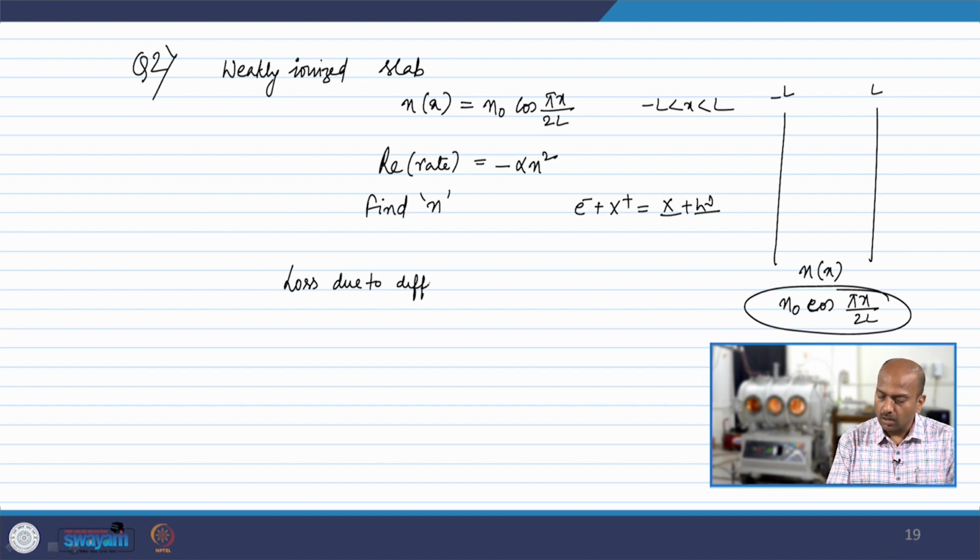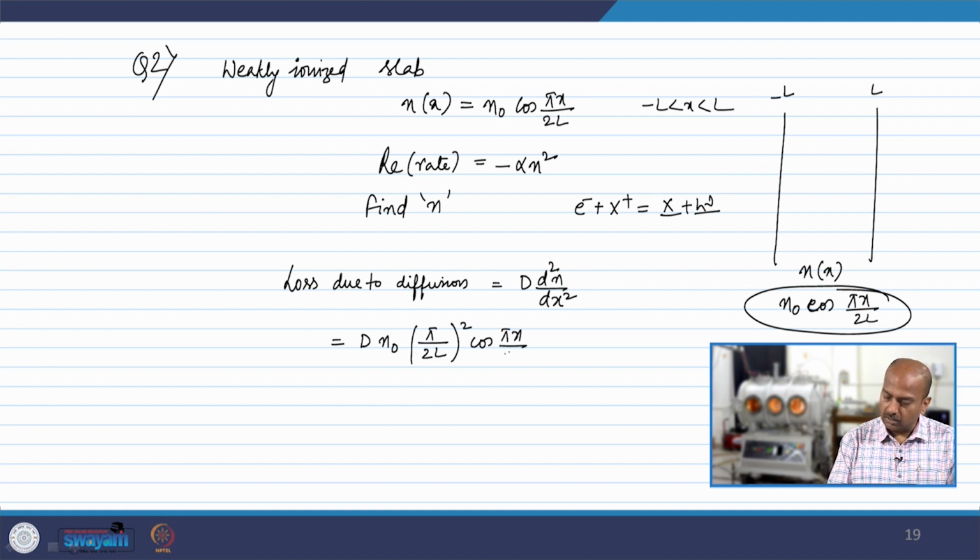due to diffusion is dn by dt, which is equal to D times d square n by dx square. This is what we just did, right. So, since we know the value of n, we can substitute n is equal to n naught cos pi x by 2L, obtain two derivatives, and then what we get is D times n naught pi by 2L whole square cos pi x by 2L. Okay. Now, this multiplied by this is still n naught, right, is still n. So, this is D n times pi by 2L whole square. This is dn by dt due to diffusion.